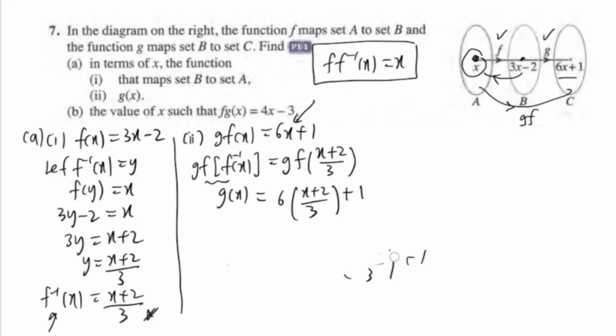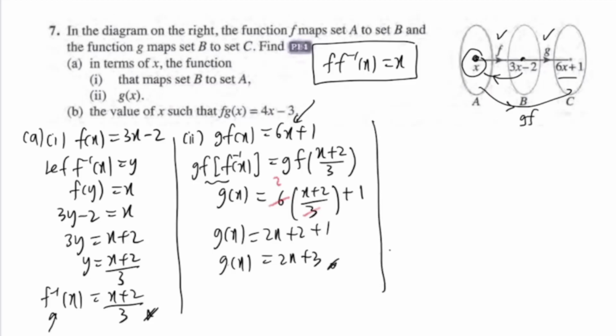We need to simplify this. Now, how to simplify? Just cut these two, left with 2, multiply inside. So your gx is now 2x plus 2 plus 1, which is 2x plus 3. Now, you can also choose to use the substitution method that we learned earlier in the chapter. But since we already have the inverse function, might as well we just use the inverse, right? It's much faster, right? Okay, part B.